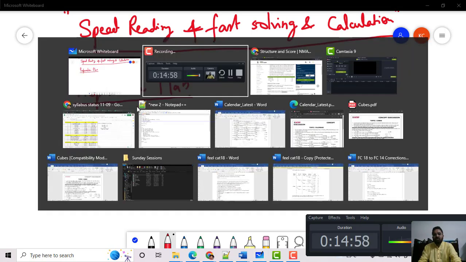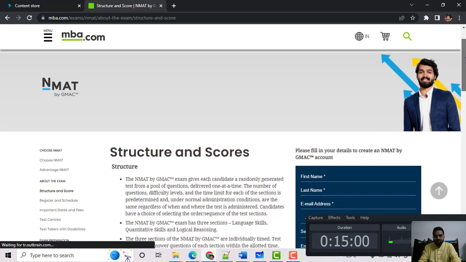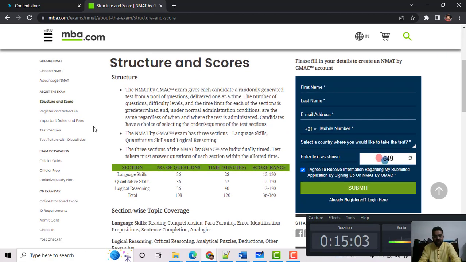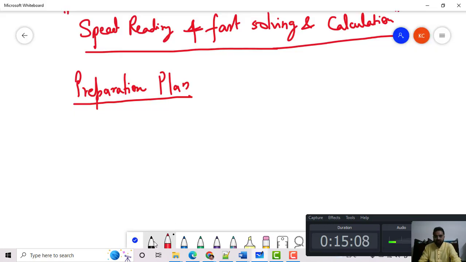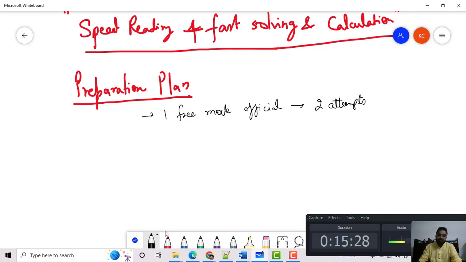So first thing I told you, okay, yahan pe register karenge, to when you register here for NMAT, to what happens is you get a free test, aapko ek free mock milta hai official. तो इसको भी हम लोग यूज करेंगे. यहाँ पे you can have two attempts. ठीक है, तो ये official content है. उसके अलावा बाकी हम लोग B Factory का content यूज करेंगे.